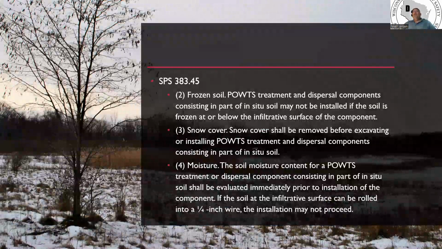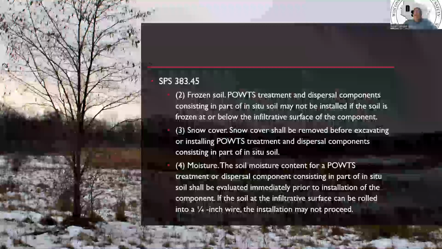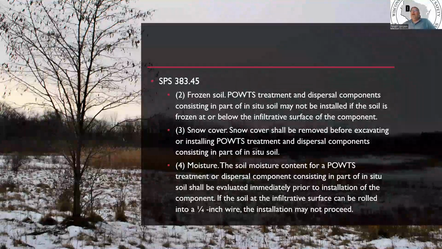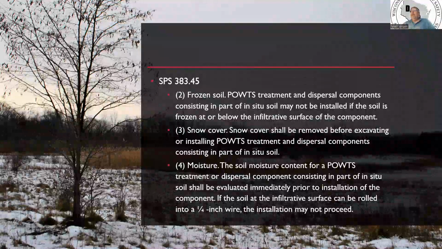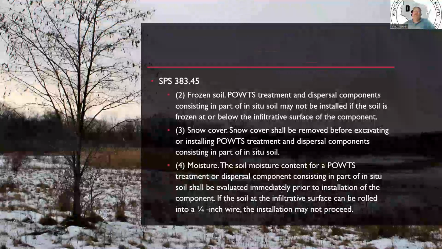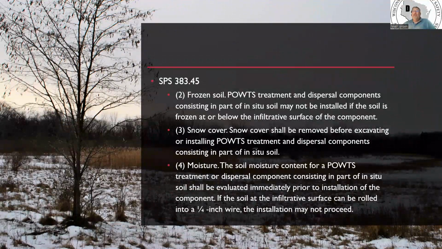So, what does the code say about it? Well, we used to have some things in the code more about winter. We still have a few things in there. 383.45, parent 2 states frozen soil. POWTS treatment dispersal components, basically the soil ones, cannot be installed if the soil is frozen at or below the infiltrative surface. Now, years ago, we did not have the below the infiltrative surface.